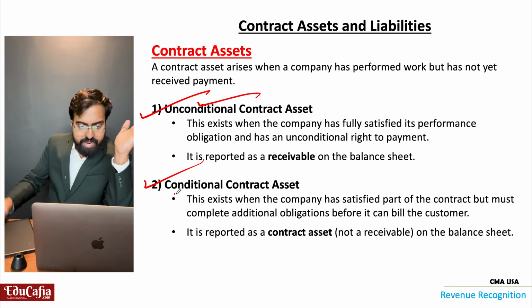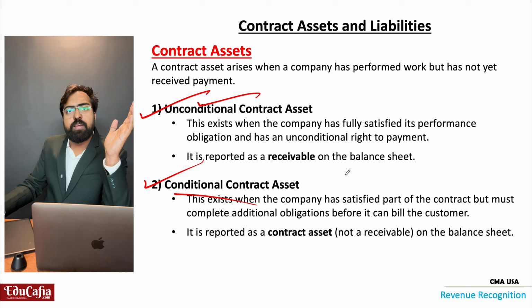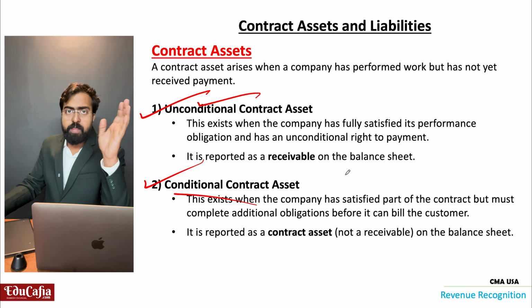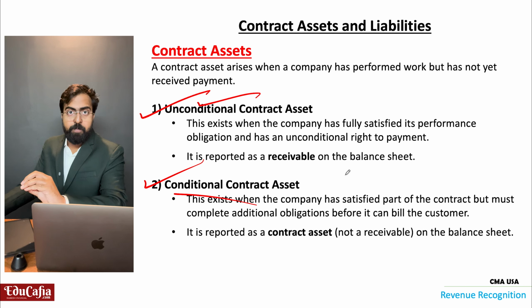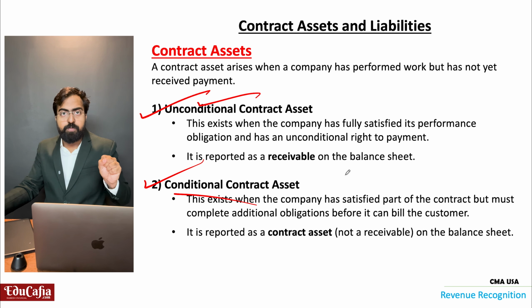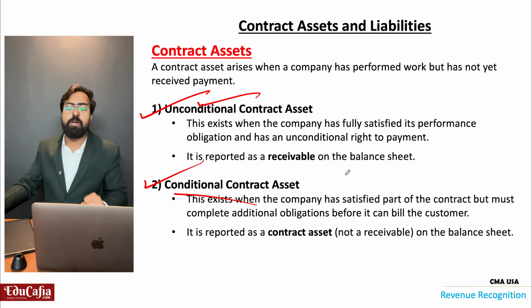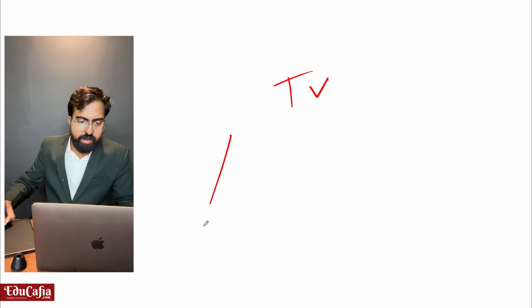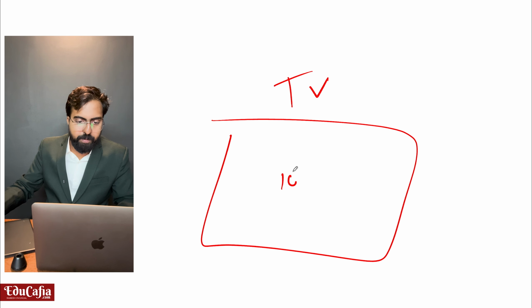A conditional contract asset means some of the conditions I have satisfied, but something is pending before I receive the money. For example, I am selling a TV, a big 100-inch TV.